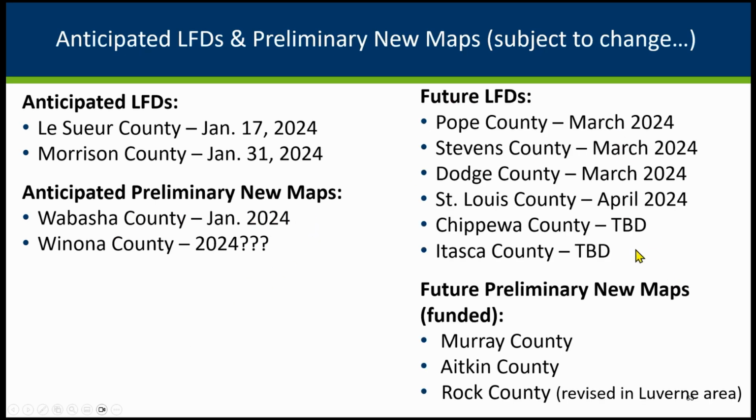And then those that we expect in the near future, FEMA's contractors do have a contract that ends in April, so we're very hopeful to see Pope, Stevens, Dodge, St. Louis, unless there's issues that come up in the appeal period. We expect those letters of final determinations to be coming out soon. And then other counties that are funded for getting new maps, or at least preliminary new maps, are Murray, Aitkin, and then Rock updates.